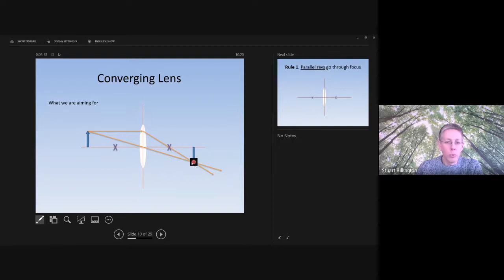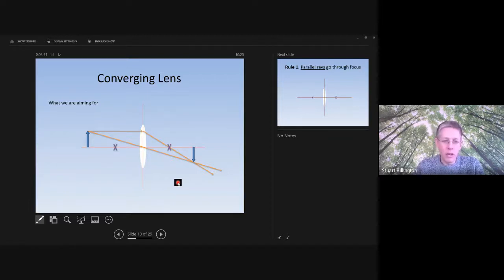And where the rays of light cross, that's where you're going to draw this arrow in. So this is what you're aiming for. This is the goal for all of your diagrams. That's what we're hoping to achieve. So let's just work out step by step how we draw the diagram and why the diagram looks the way it looks.